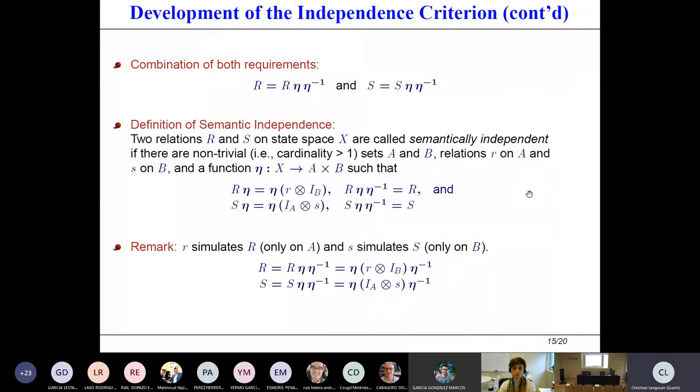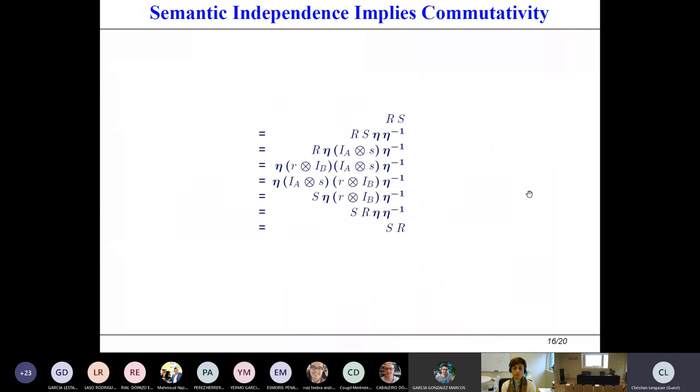Okay, now we have the formal definition of independence. Now let's see whether it satisfies commutativity. It implies commutativity. And that is wonderfully simple in universal algebra. Namely, you just need to formulate or prove a sequence of equations. R followed by S is the same as S followed by R.